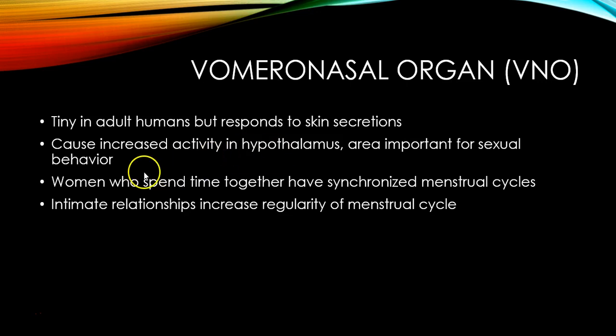And we see there have been different studies that show that women who spend a lot of time together, like live in dormitories together, and they're releasing pheromones all the time, eventually their menstrual cycles will synchronize and happen at the same time. It's also shown that women who are in intimate, close relationships with men over time will have an increased regularity of their menstrual cycle. Again, just ways that these pheromones really impact our sexual behaviors.